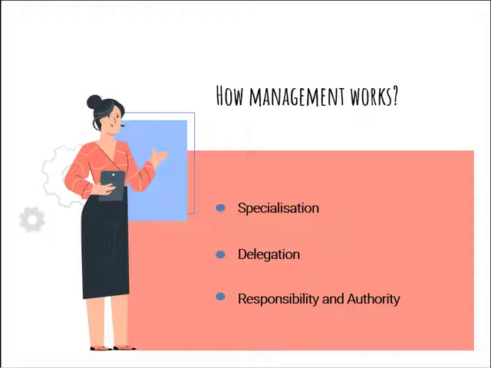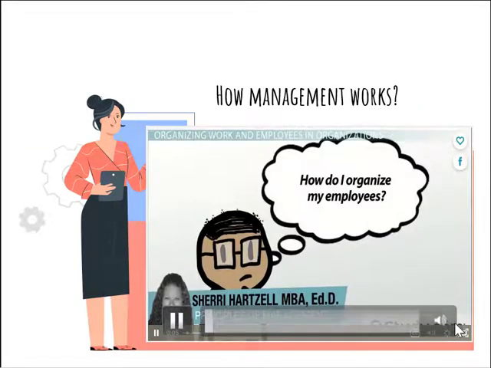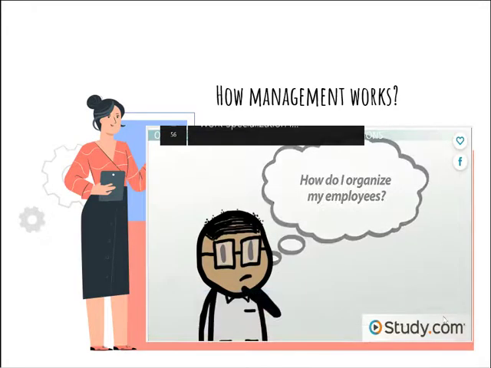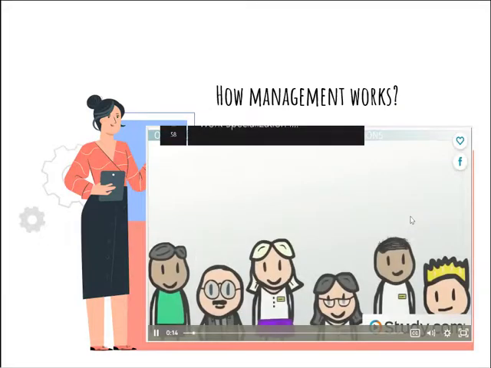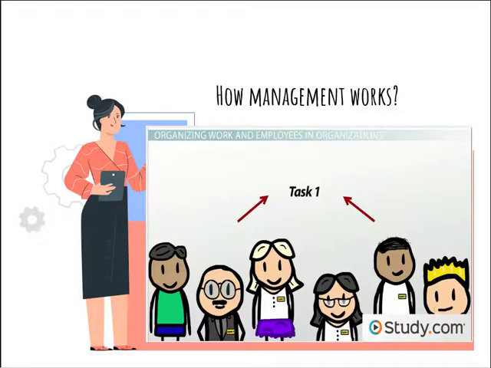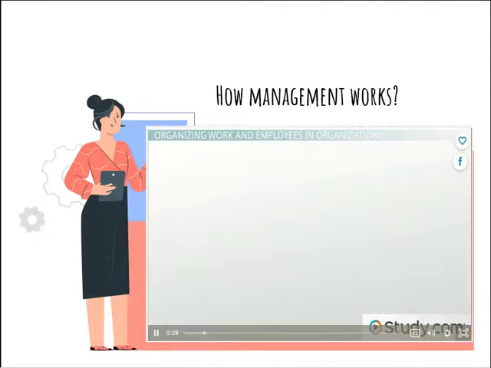So let me show you a video regarding how management works. An important decision an organization will need to make is how to get work done. Some organizations prefer a team structure or cross-functional structure where employees work collaboratively on tasks, often sharing responsibilities and job roles. Other organizations have employees specialize in individual tasks so that the workers become highly proficient in their specialized area.